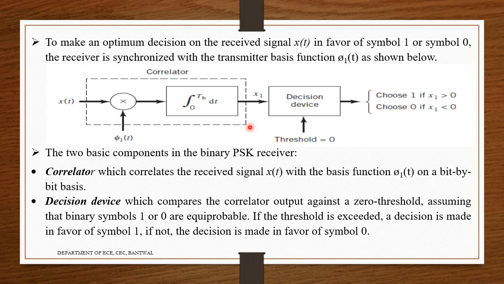To multiply with the basis function, we cancel off what we multiplied in the transmitter part, and only this is left. It has to give me, in terms of x1, some value over the bit duration 0 to Tb, whether it is 1 or 0, positive or negative depending on the case. That is the function of the correlator, and it is done with a bit by bit process.